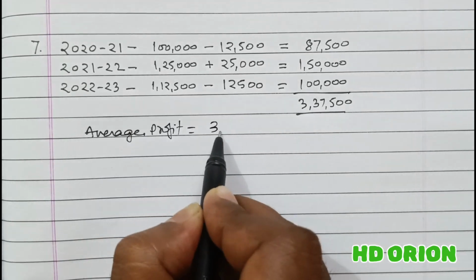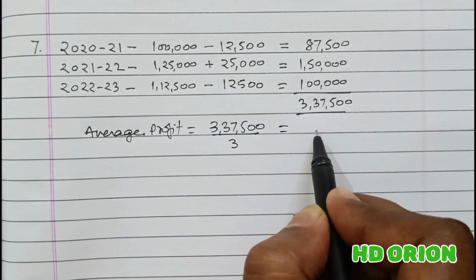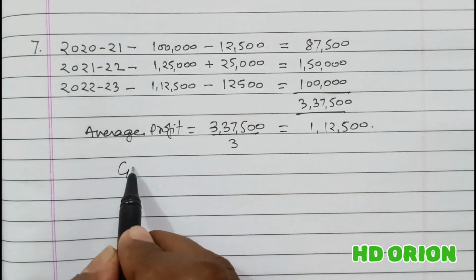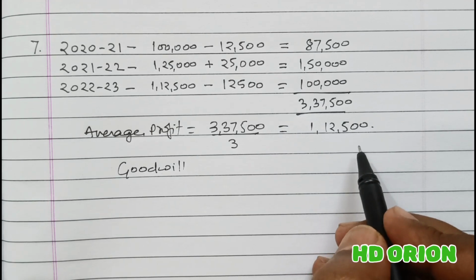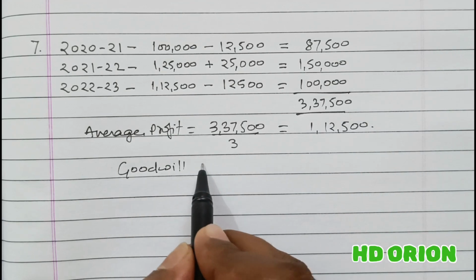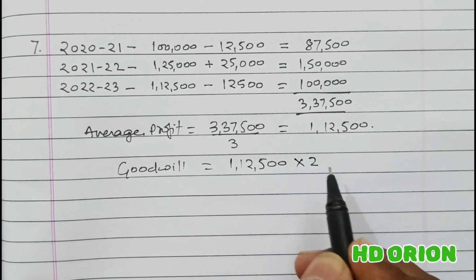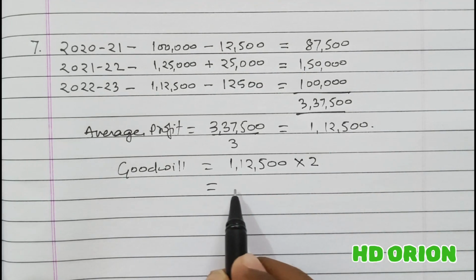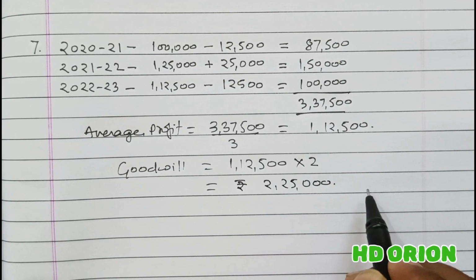Now average profit. Average profit means 3,37,500 divided by 3. It is 1,12,500 is the average profit. Now goodwill. So it is a clean profit, it is a normal profit in which all the sorts of abnormal profits or losses are not here. So this is the right amount to calculate goodwill. And the question says 2 times the average profit, 2 years purchase. So the amount of goodwill is rupees 2,25,000. This is our answer.